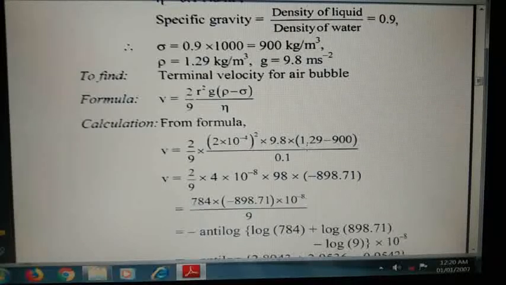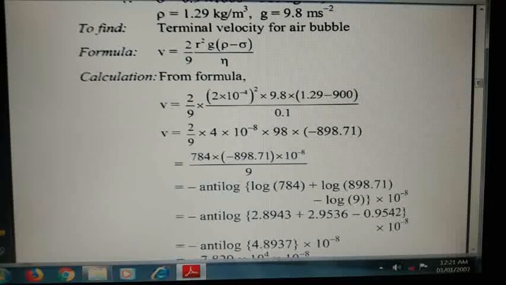Here we cancel this decimal with this decimal, so we get 98 upon 1, so that is equal to 98 multiplied by, here we subtract 1.29 minus 900, we get minus 898.71. When we solve this, we get 784 multiplied by minus 898.71 multiplied by 10 to the power minus 8 divided by 9. So when we find this value using logarithm, we get minus antilog of log of 784 plus log of 898.71 minus log of 9, multiplied by 10 to the power minus 8.